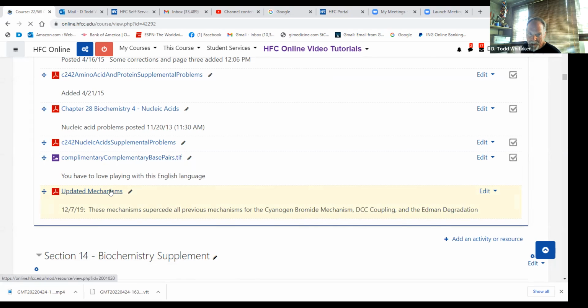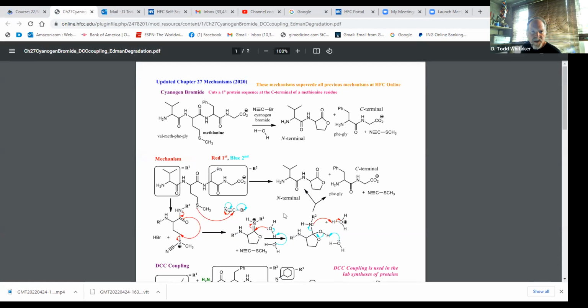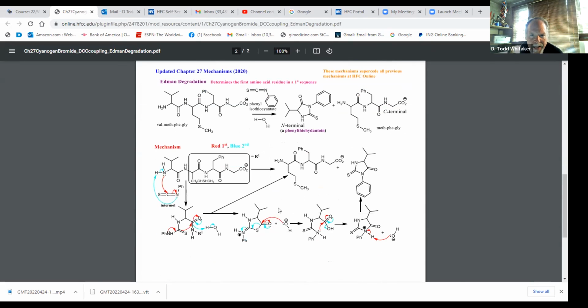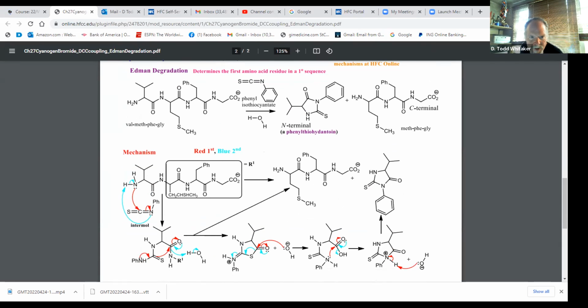They're all here. I'm gonna go grab the Edman one. Okay. Don't know if they're in order. Just DCC first. Cyanogen bromide's first, DCC's there, and I'm gonna blow up the old Edman. There it is. See if I can get everything and snip it, bring it over and use it as a guide. I know you can't do that on the test, but this is how you get ready for your test.